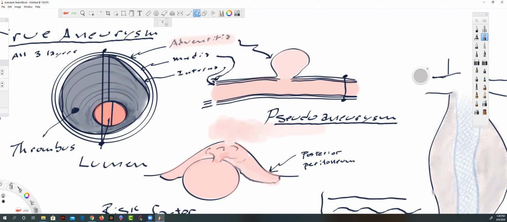So once again, measurements are outside to outside, whether there's an aneurysm or whether it's normal, always outside to outside. You can measure side to side as well. But that again is going to be outside to outside.